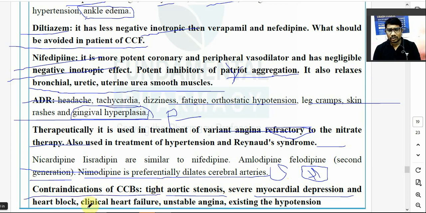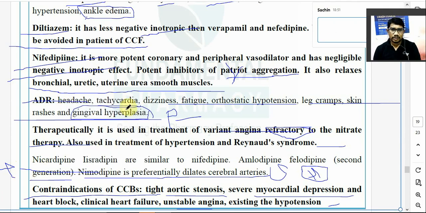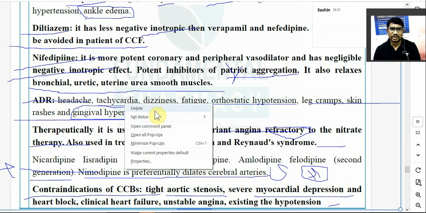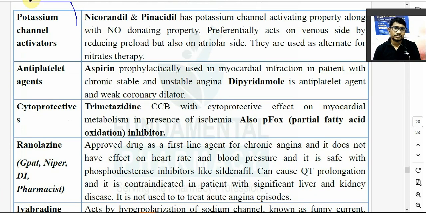Chronic और clinical heart failure, then unstable angina, existing hypotension. पहले हाइपोटेंशन है, उसमें अगर कैल्शियम चैनल ब्लॉकर यूज करेंगे तो बहुत ज्यादा हाइपोटेंशन होगा, सिंकोप हो जाए और वो मर जाएगा. That's why they are contraindicated. आर यू गेटिंग और नॉट? समझ रहा है नहीं? नेक्स्ट मीन्स पोटेशियम चैनल ओपनर.